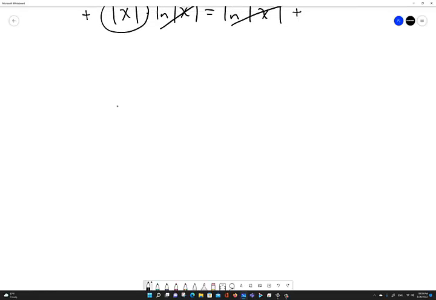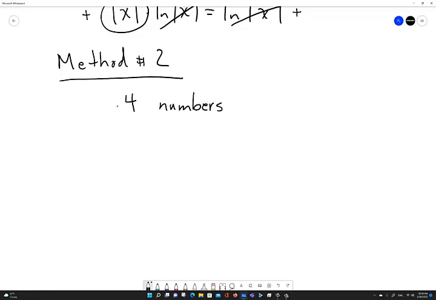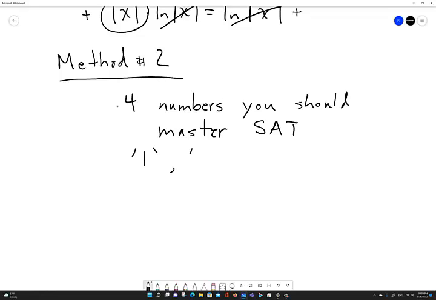Okay, let me teach you the second method, method number 2. There are 4 plug-in numbers you should master for the SAT or some kind of math exam. They are 1, -1, 0, and 10. So let's plug in 1.